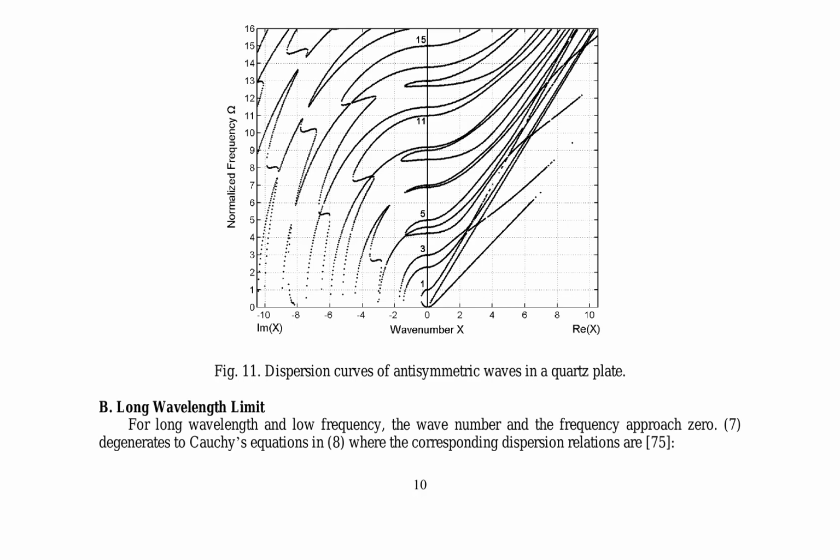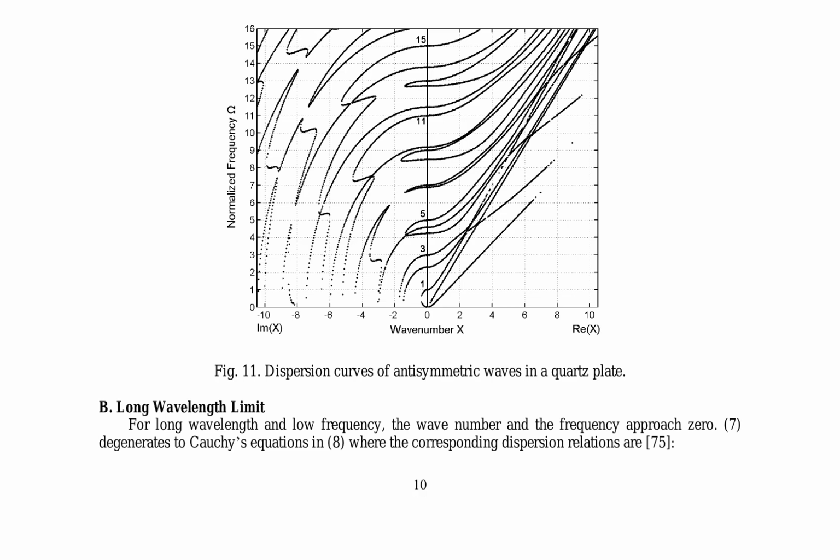The dispersion curves of antisymmetric waves are shown in Figure 11, revealing multiple curves representing different branches of the dispersion relations. In the long wavelength limit, the wave number and frequency approach zero, causing the governing equations to degenerate into Cauchy's equations, corresponding to specific dispersion relations. Understanding these modes and their behavior is crucial for the design and operation of resonators and mass sensors, as depicted in Figure 10.